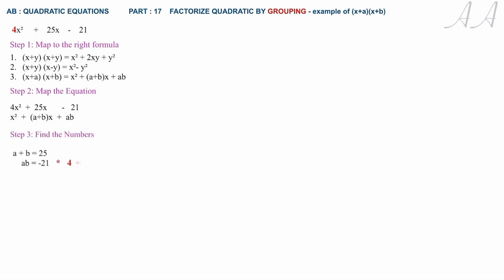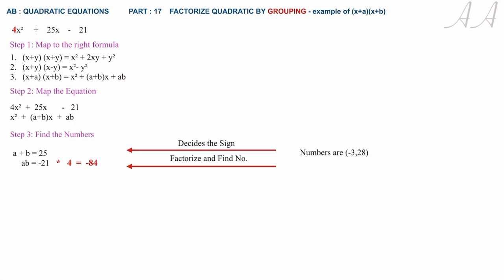Step 3 is finding the numbers. So we'll have to do grouping, but how do we do grouping? It's a 2-step process. We multiply AB, or the multiplying term, with the non-1 coefficient. So minus 21 times 4 is equal to negative 84. Negative 84, once we factorize it, can be written as minus 3 and 28. Minus 3 and 28 make 25, and this is a positive 25, so we're all good.